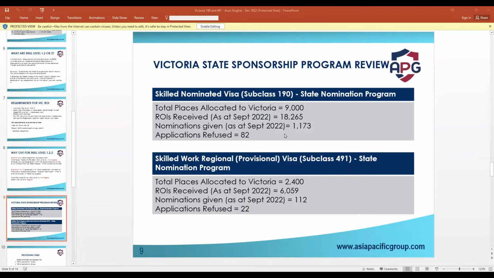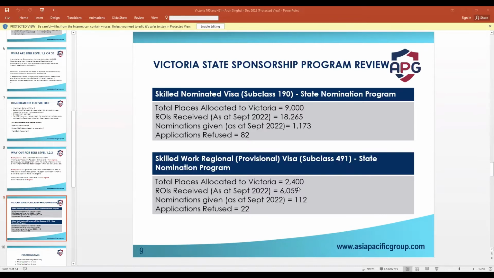But we assume around 25% of spaces have been filled, and definitely less than 50% have been filled so far. It's definitely less than 50% of places.